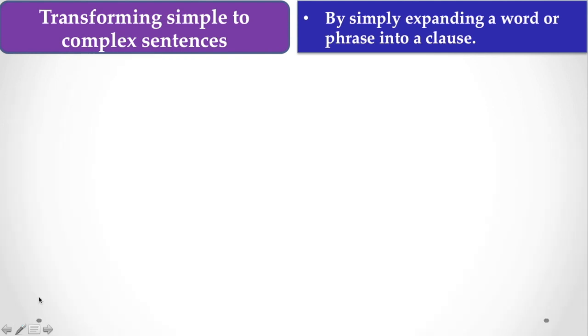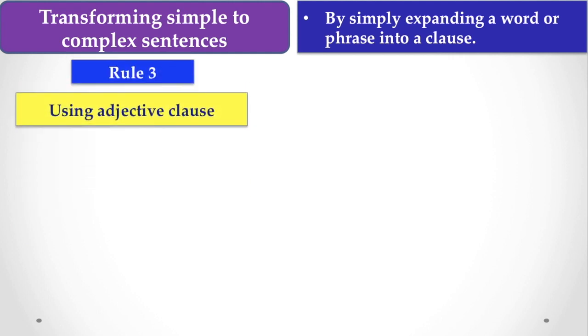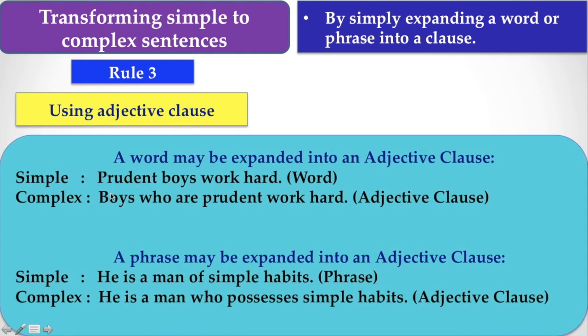Now I am going to tell you the third rule for transforming a simple sentence into a complex one. Rule 3, that is by using an adjective clause. If you find this example, prudent boys work hard. Here the word prudent has been expanded into a clause: the boys who are prudent work hard. This is an example of an adjective clause, used to make this simple sentence into a complex one.